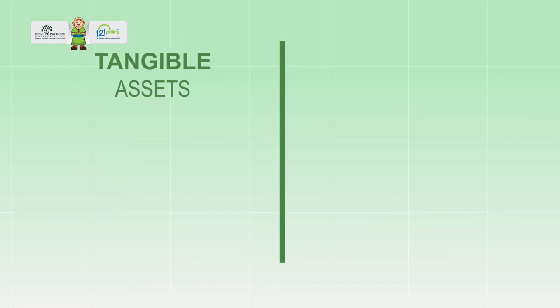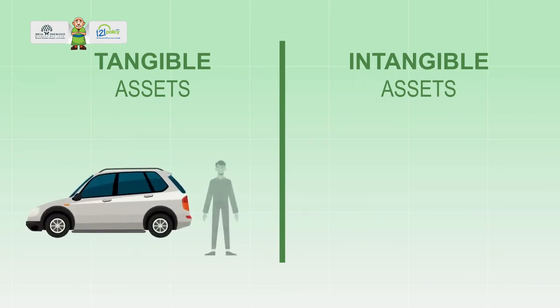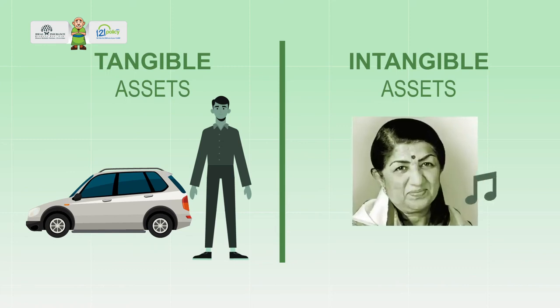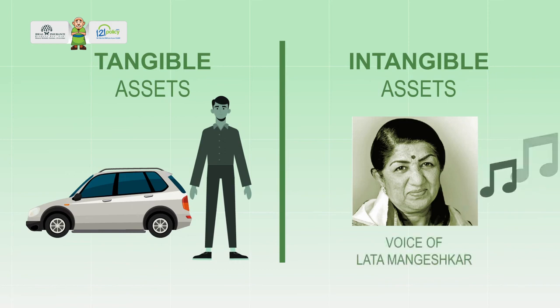So what can be insured? Insurance can be taken for both tangible and intangible assets. Tangible assets are those that can be touched and felt, like a car, human being, etc. Intangible assets are those which cannot be touched or felt.